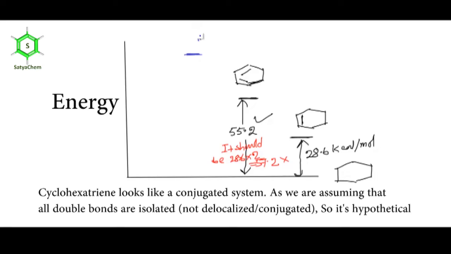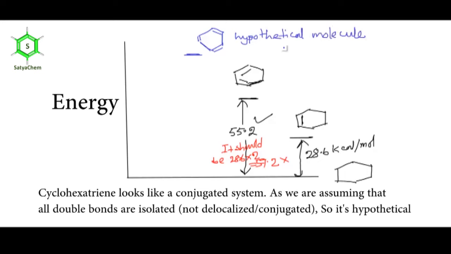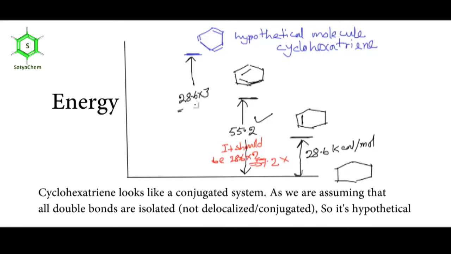Now we'll consider a hypothetical molecule, cyclohexatriene. Why is it hypothetical? It contains three double bonds, and the three double bonds are isolated. They are not in conjugation with each other. Here the heat of hydrogenation is 28.6 times 3, because all three double bonds are isolated, and it is 85.8 kilocalorie per mole. Now we'll compare it with benzene.